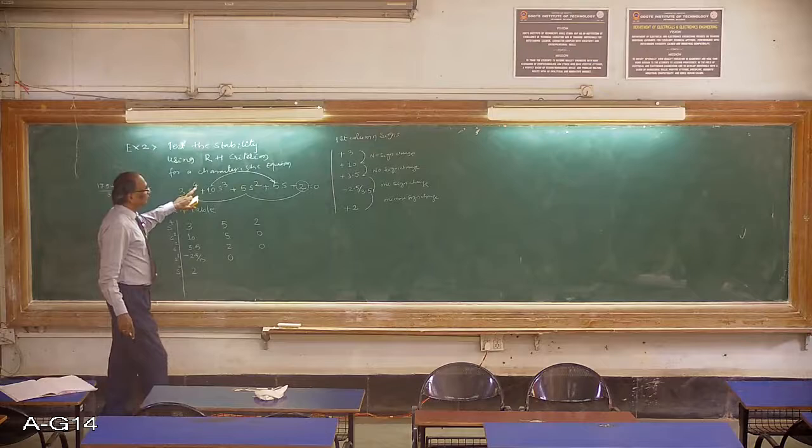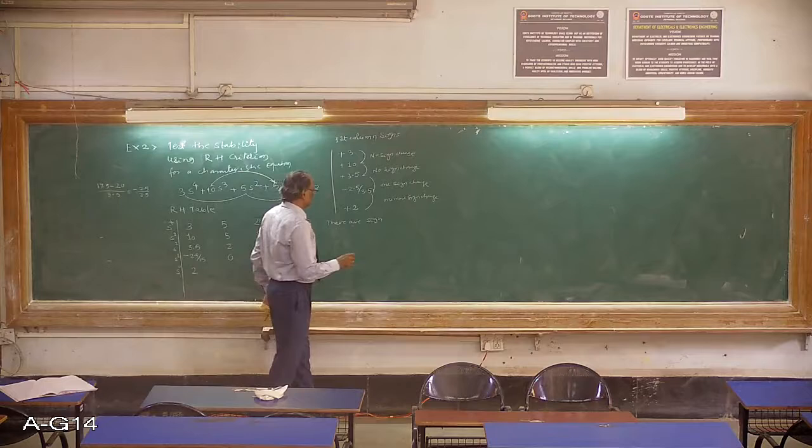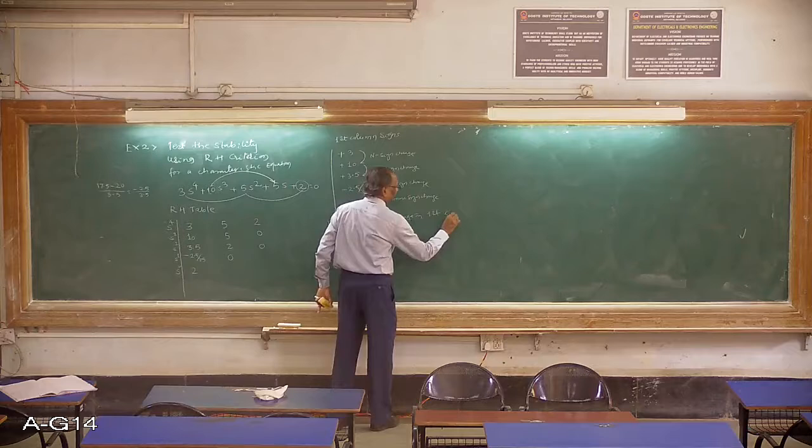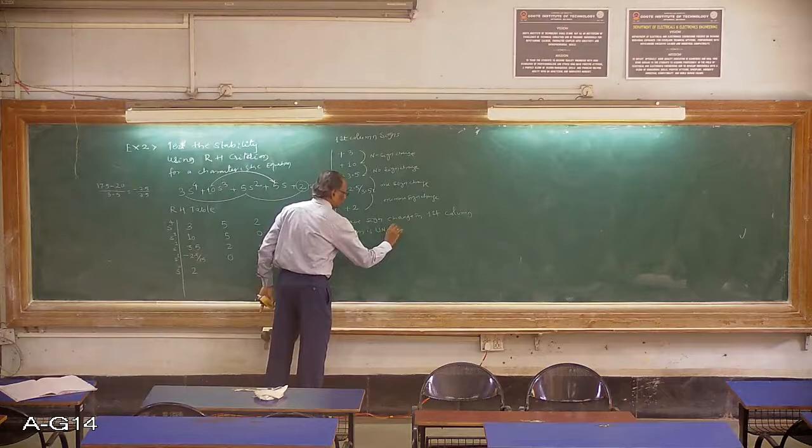First conclusion: there are sign changes in the first column. Hence, the system is unstable. For the system to be stable, there should not be any sign change.